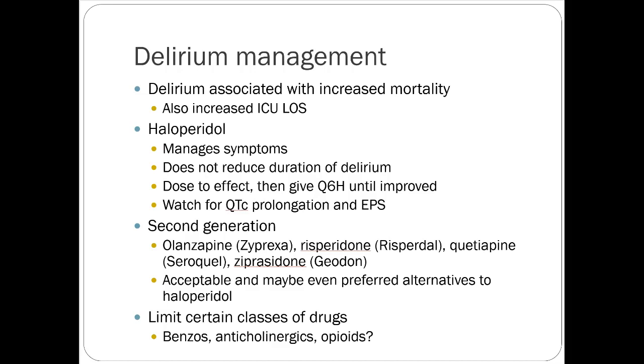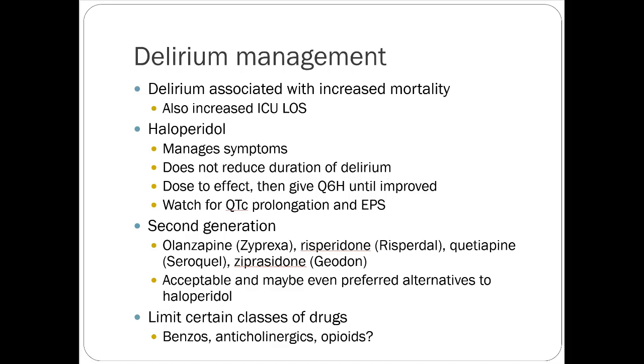All right, so continuing on delirium. What if somebody is delirious? How do we manage it? Haldol, haloperidol, is a great choice. It's got some issues that we've already talked about. It doesn't necessarily reduce the duration of delirium, but it will help with those acute agitation symptoms, and it will do that very effectively. QTc prolongation and extrapyramidal symptoms are your two biggest side effects to watch out for.